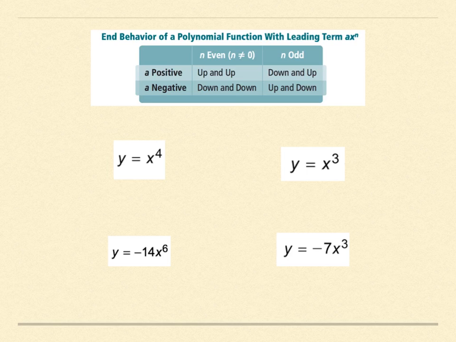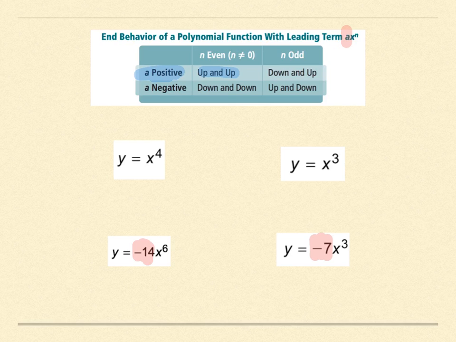Okay, the last thing we're going to learn today is the end behavior of a polynomial function with the leading term ax to the n. So the a is going to be the number in front of it. So the a term is the number that's in front of the x variable. If it's positive and the n is even, so x is raised to an even power, then the end behavior of our graph will be up and up.